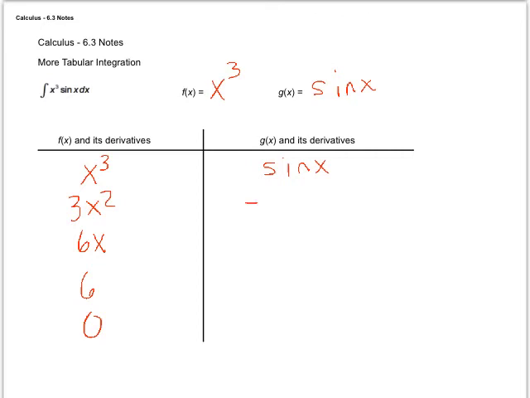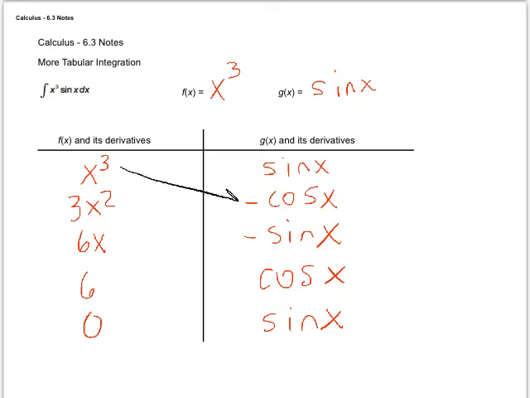When you integrate sine x, you get negative cosine x. When you integrate negative cosine x, negative sine x. When you integrate negative sine x, back to cosine x. And when you integrate cosine x, back to sine x. And now we're back to where we started. So if you have to do something with your trig functions, the sine and cosine, they should eventually start to repeat, and there's going to be a pattern there. Okay, so connect them with a diagonal line.